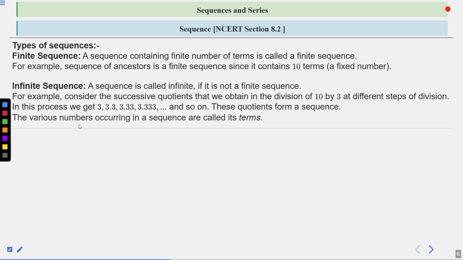The various numbers occurring in a sequence, so these numbers 3, 3.3, 3.33, and so on, we are going to call these numbers terms. Clear? Simple. What are terms? The members of your sequence.